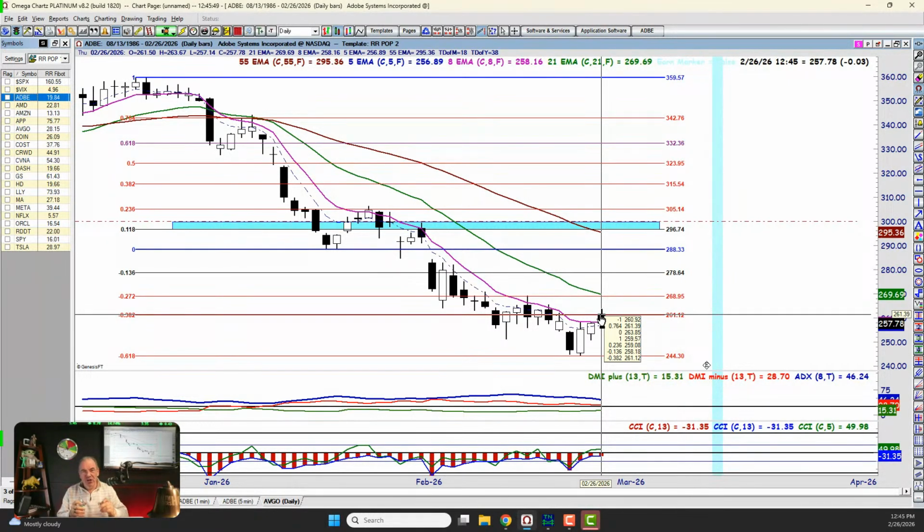Whatever has a bullish bias with a rank of 1 or a bearish bias with a rank of 1 are the most important stocks on my chart today.